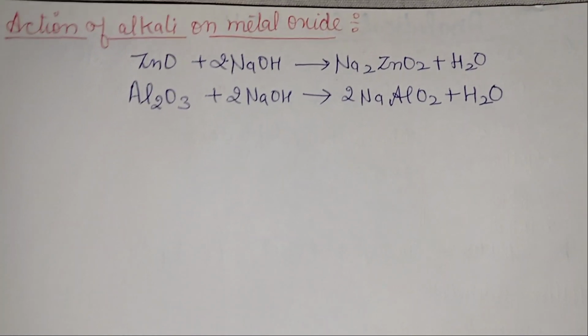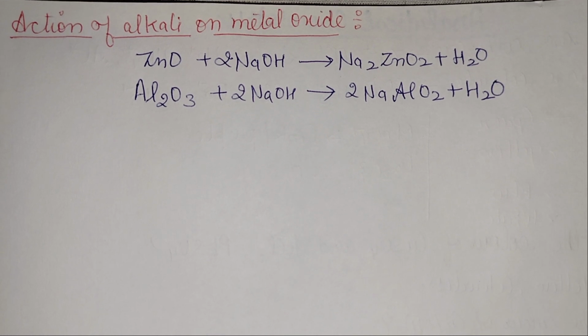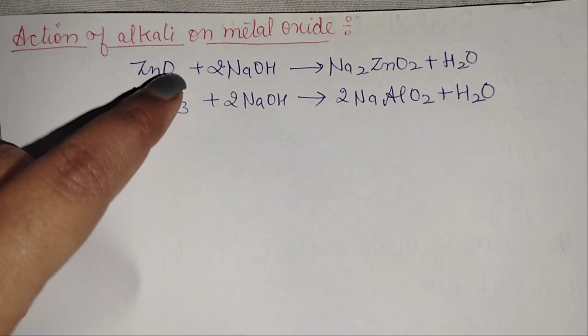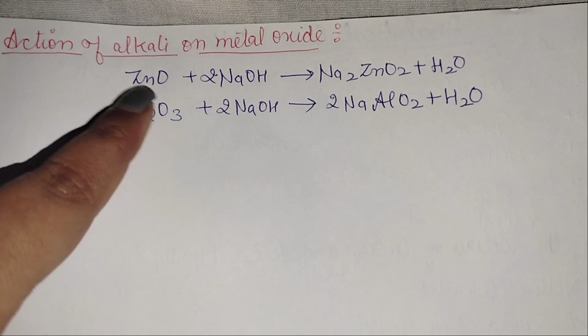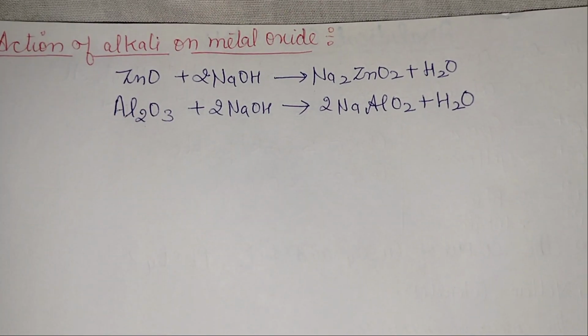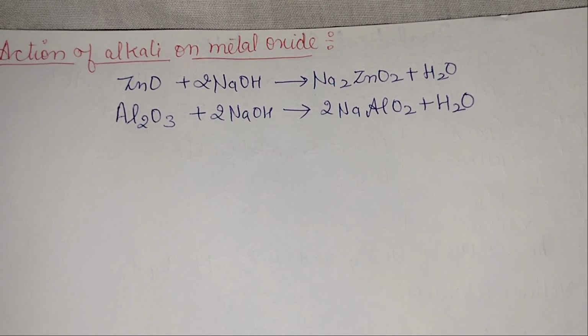Then the last one is action of alkali on metal oxide. Here we are not taking the metal, but whenever we add oxygen to it, it becomes a metal oxide. So whenever we react this metal oxide with NaOH or KOH, or anything else, the reaction will proceed.